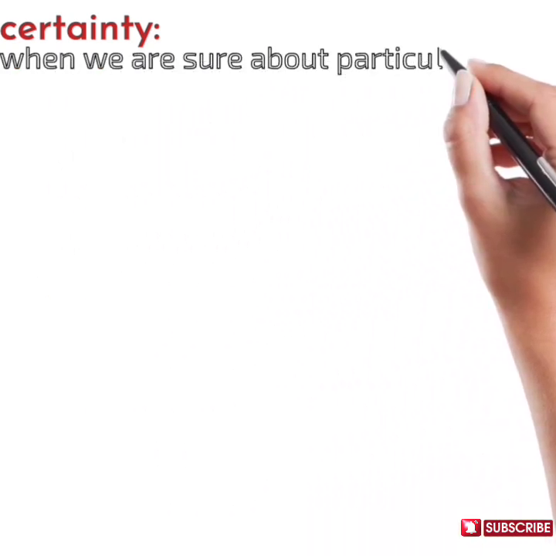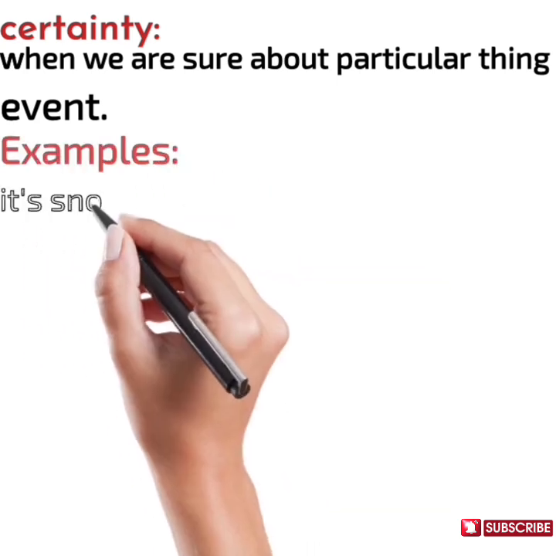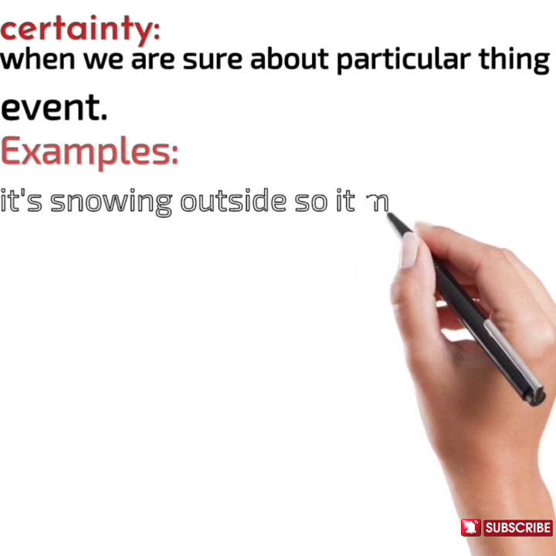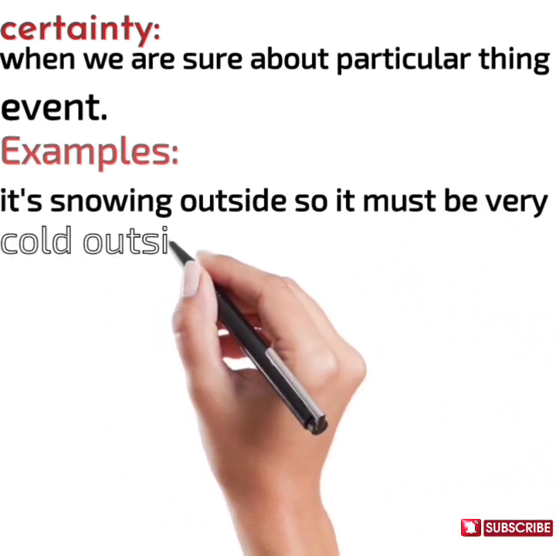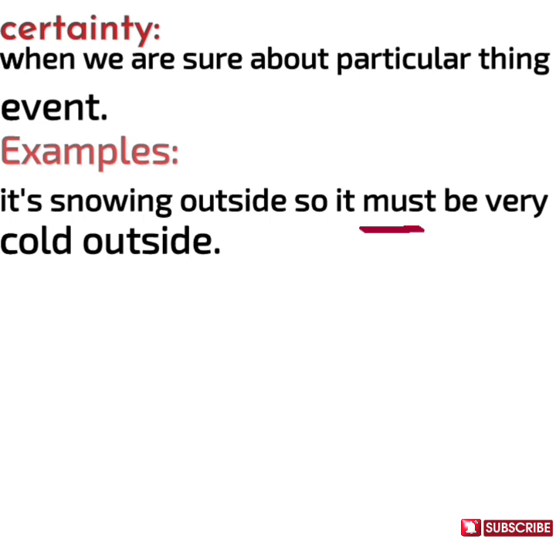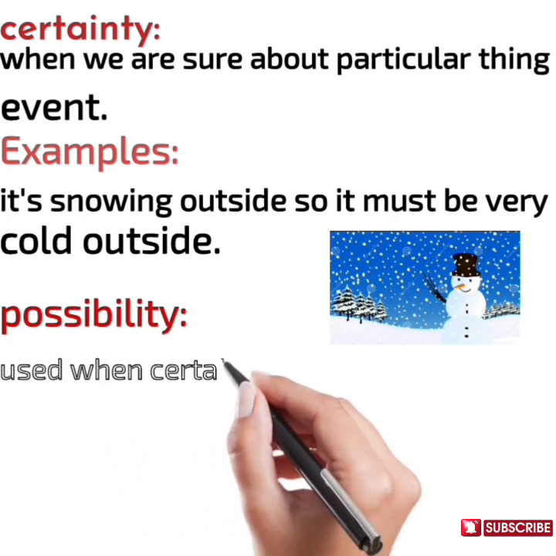First, certainty. When we are sure about a particular thing or event, we have to use the modal verbs of certainty. Example: it's snowing outside, so it must be very cold. So here must is a modal verb because it tells us about certainty. It's certain that it's snowing, so obviously the outside will be cold.